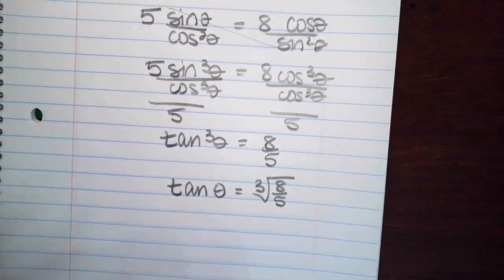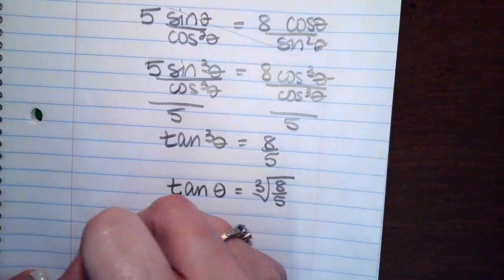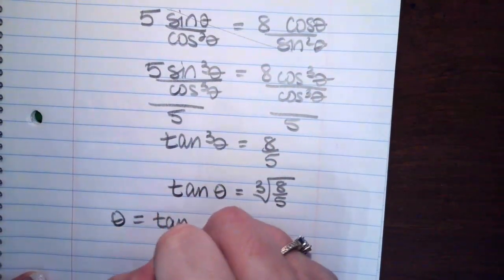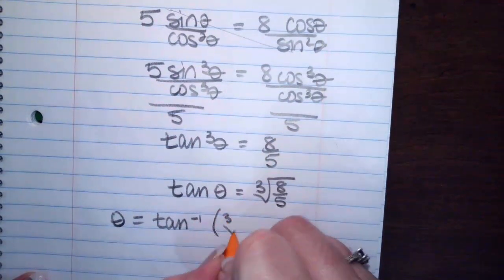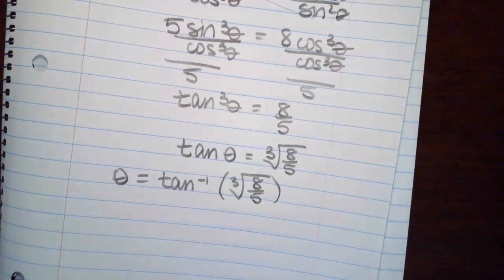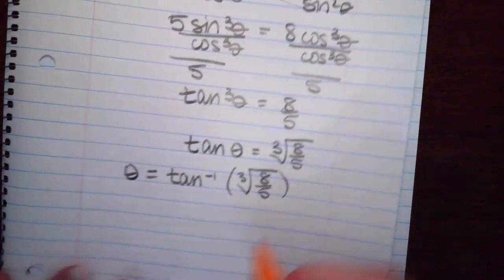And now I need to know what theta is. So when I find theta, I'm going to do the arctangent of both sides. So theta equals the arctangent, or the inverse tangent, of the cube root of 8/5. When I find out what that is, it's approximately 0.8634.